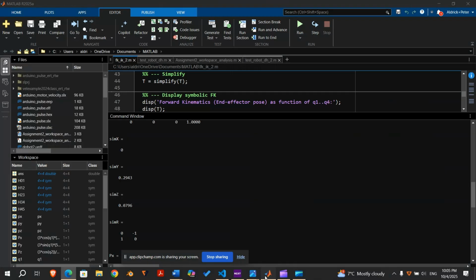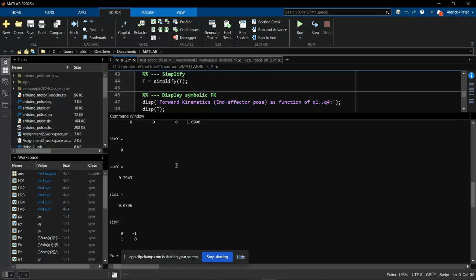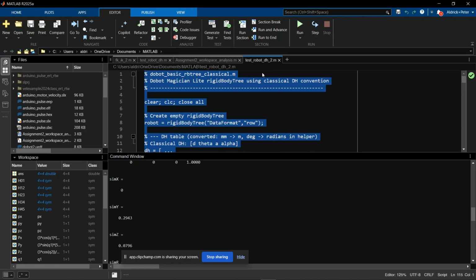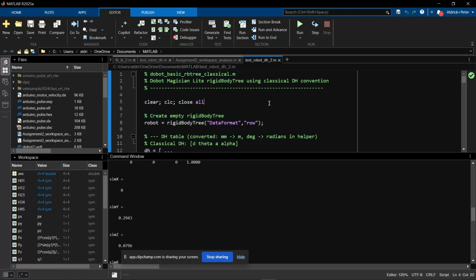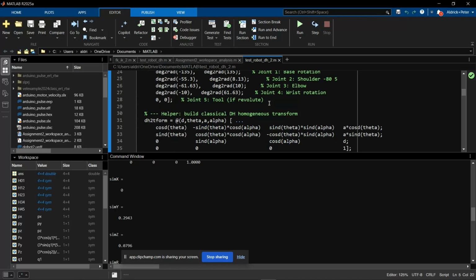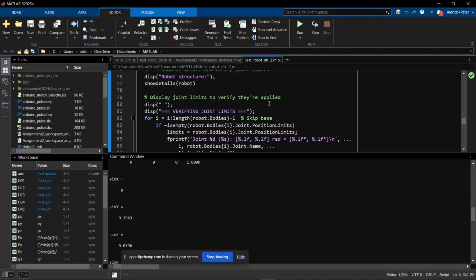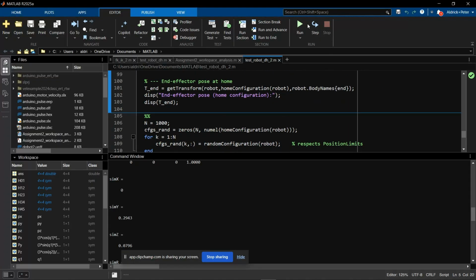So this is the first part of the assignment, the forward and inverse kinematic solution. For the second part of the assignment, there is another MATLAB code called test robot DH2. I know the naming convention seems a bit weird, but bear with me. Basically, we are constructing a rigid body tree and applying joint limits to it. Instead of using the URDF, we are constructing a robot from the ground up. I'll run the solution and we can see it for ourselves.